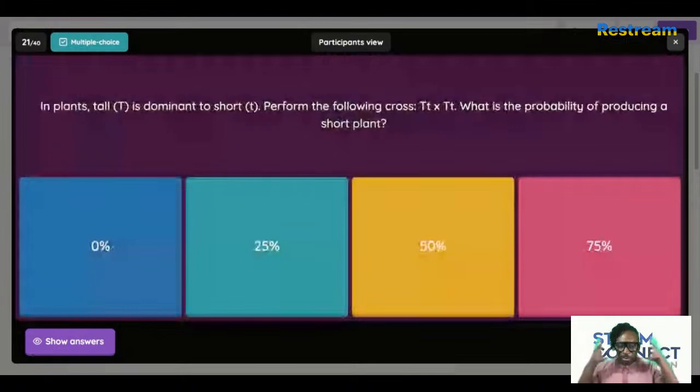All right, let's see this one. You should be able to do this in your head, but on the test, be okay with working these Punnett squares out on your scratch paper. In plants, tall is dominant to short. Perform the following cross. Big T, little t, which is going to be a tall parent to another tall parent. Both are heterozygous. What is the probability of producing a short plant? All right, two tall heterozygous parents cross. What is the possibility of creating a short plant?